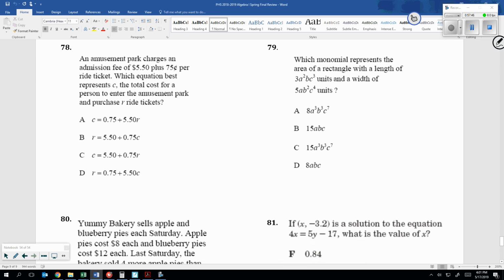So an amusement park charges an admission fee of $5 plus 75 cents per ride ticket, which equation best represents the total cost for a person to ride the amusement park to purchase r tickets. Well, per ride ticket is 75 cents. And then there's an admission fee, which is $5. And all of that is going to equal the total cost. It may be written a little differently, or in a different order, probably. And so we see C is our answer.